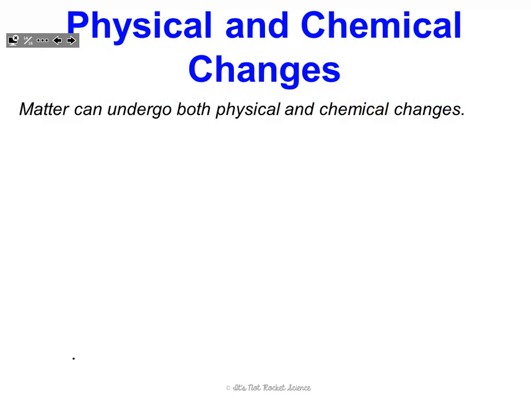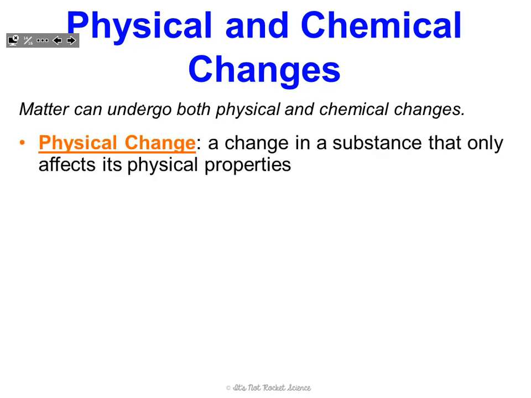Now we combine both of these together, chemical properties and physical properties. Now we'll talk about physical and chemical changes. You don't have to write this, but matter can undergo both physical and chemical changes, and it's important to be able to decide if that change is physical or chemical.